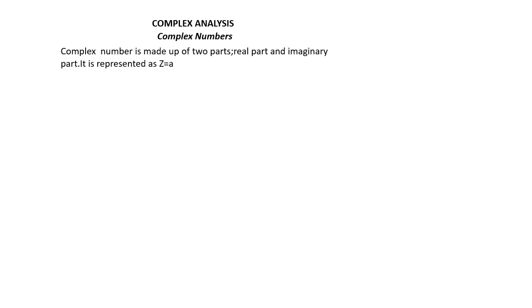Okay, today we are going to look at complex analysis, and we are going to start with complex numbers. Now, a complex number is a number made up of two parts, a real part and an imaginary part. It is usually represented as z = a + bi, where a represents the real part and bi represents the imaginary part. For instance, z = 2 + 3i. 2 is the real part while 3i represents the imaginary part.